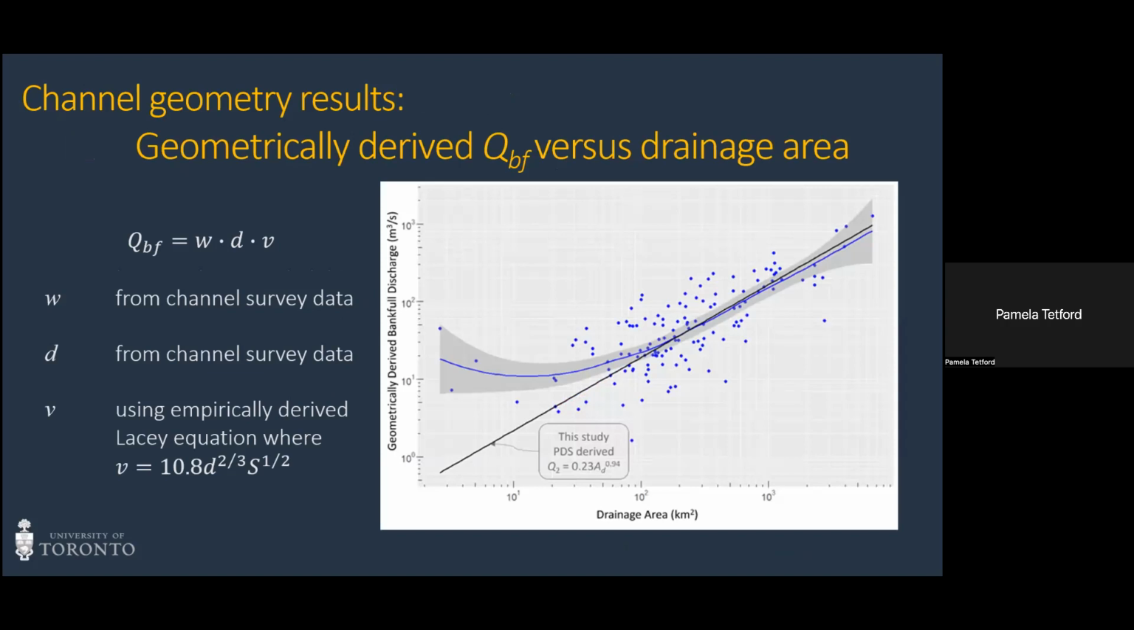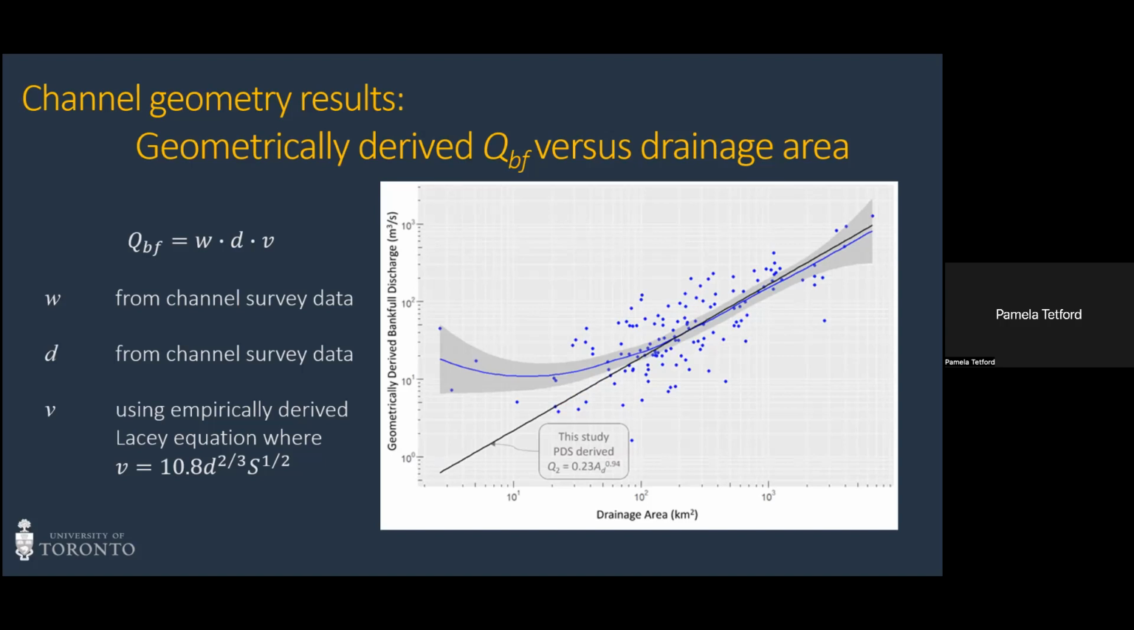So now to compute our channel form bank full based on the physical shape of the channel, we had the width measurements from surveyed data and the depth. And then the velocity, we used an empirically derived Lacey equation, which has previously been shown to effectively estimate the velocity of the flow based on the boundary conditions.